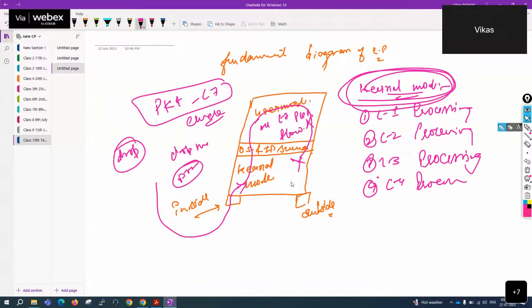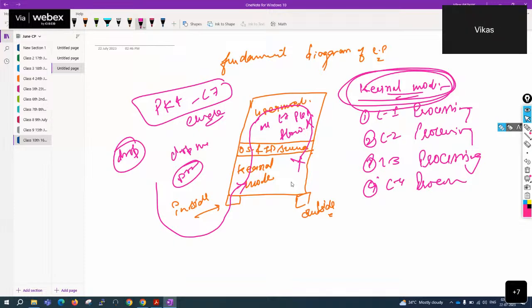It will send the packet to the kernel mode, and kernel mode will allow or pass it. Make sense or not, everyone? Yeah, yes, Vikas. Any particular doubt?